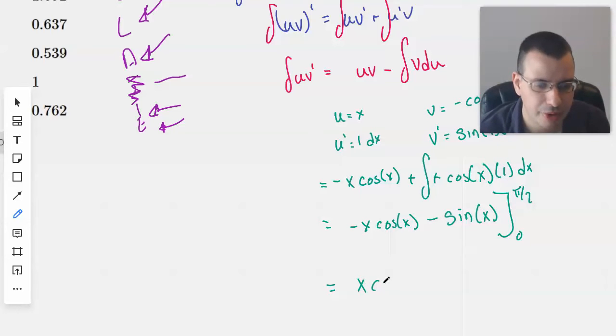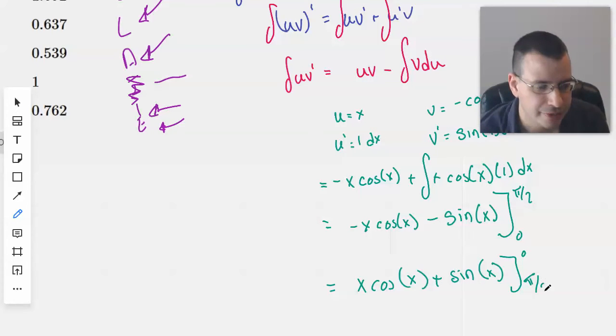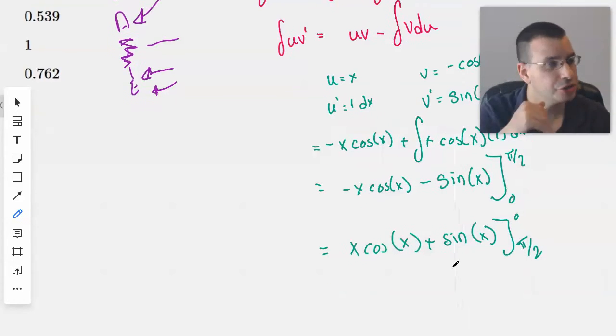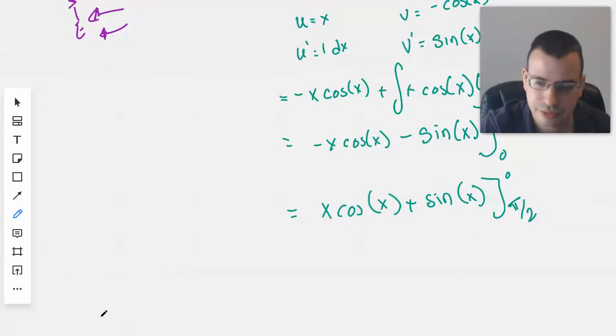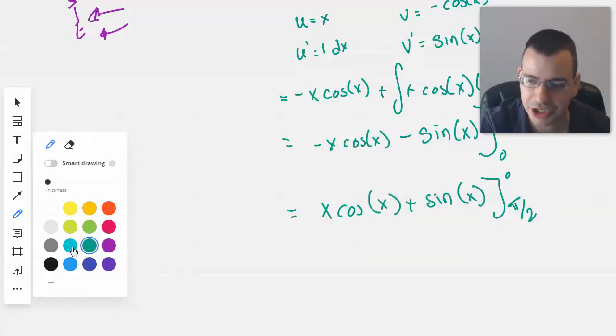I could probably do something like this. I don't know if it's actually going to make my life easier or not, but it's more adventurous. I just took the negative, and then you flip the limits of integration. Yeah, you're right. I should change colors.